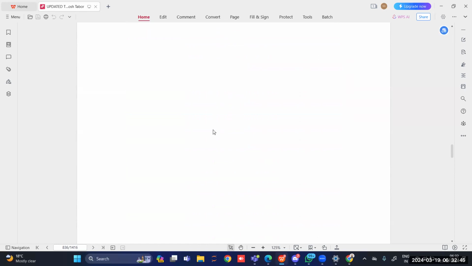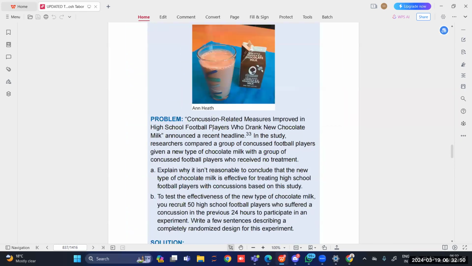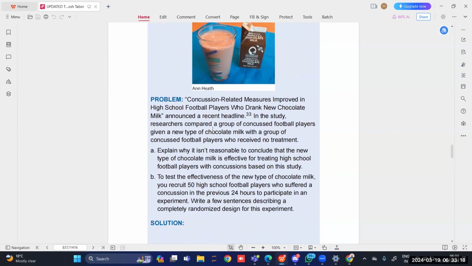So you can read the text given below. I think you have completed this. We'll read it once. Conclusion-related measures improved in the high school football players who drank new chocolate milk, announced a recent headline. In the study, researchers compared a group of concussed football players given a new type of chocolate milk with a group of concussed football players who received no treatment. Explain why it is reasonable to conclude that the new type of chocolate milk is effective for treating high school football players with concussion based on this study.